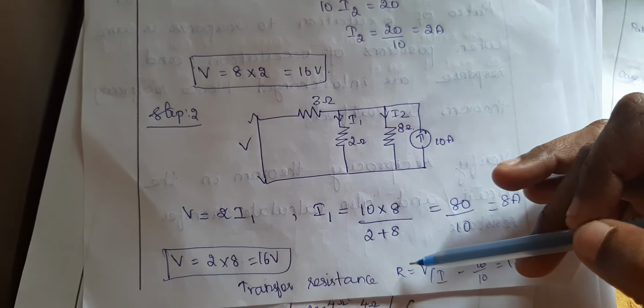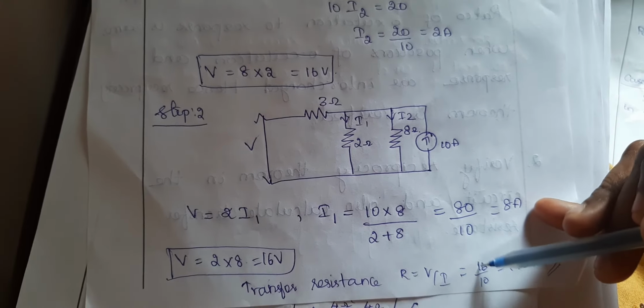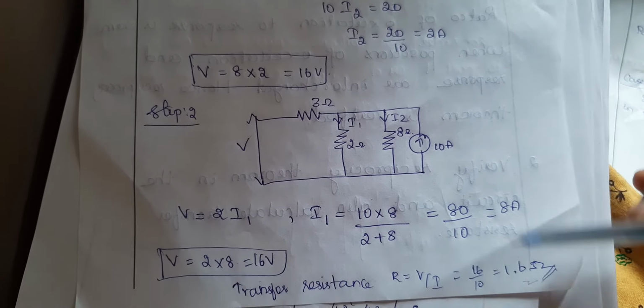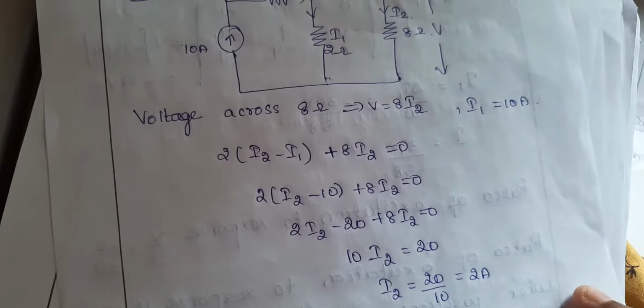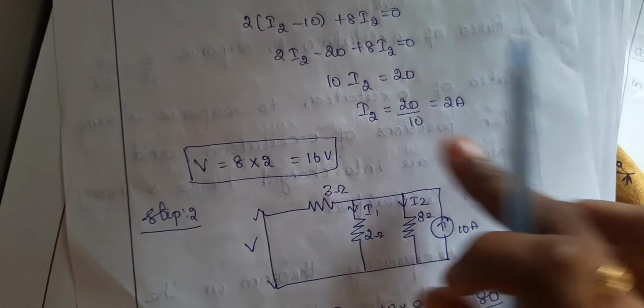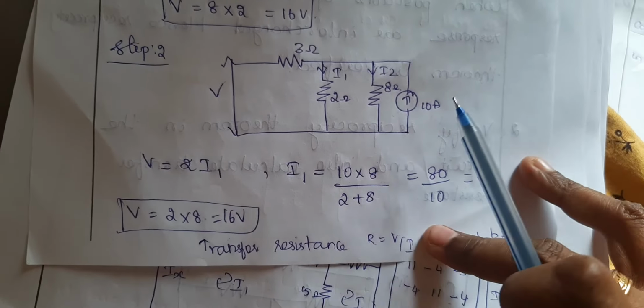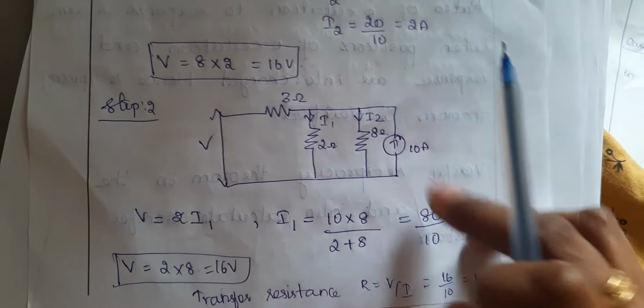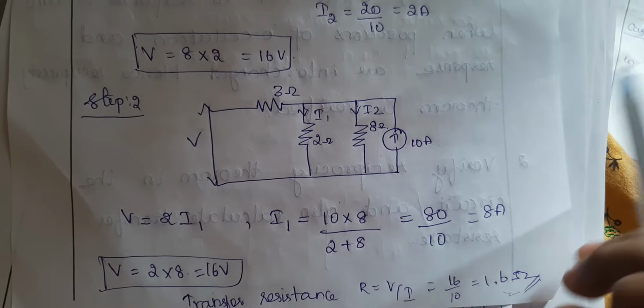Okay, so transfer resistance R is equal to V by I. After calculating you got 1.6 ohm. Can you understand? Both the voltage values are equal. Here also voltage 16, here also voltage 16, and the total current I is 10 ampere. So 16 by 10 is 1.6 ohm.